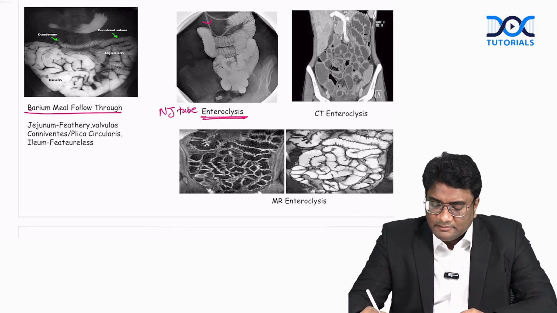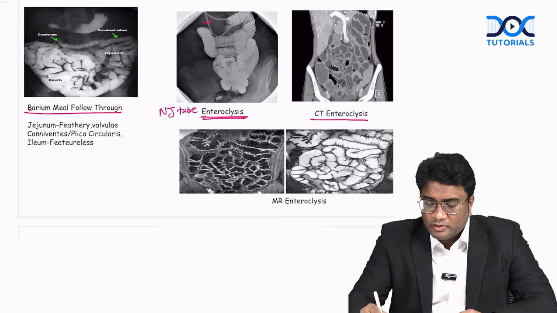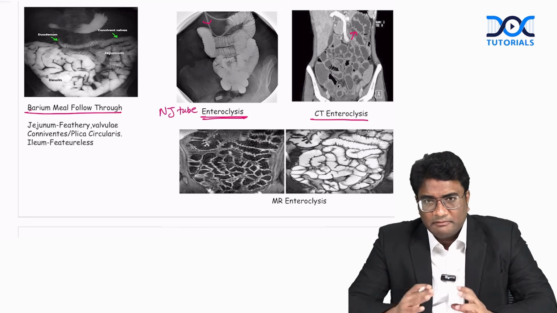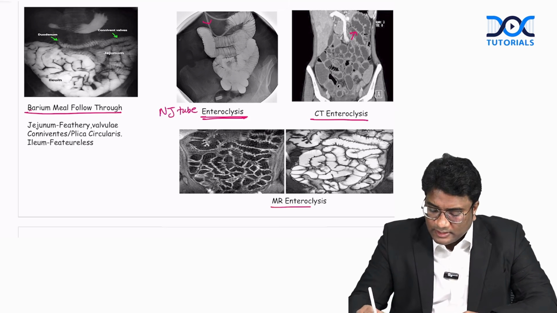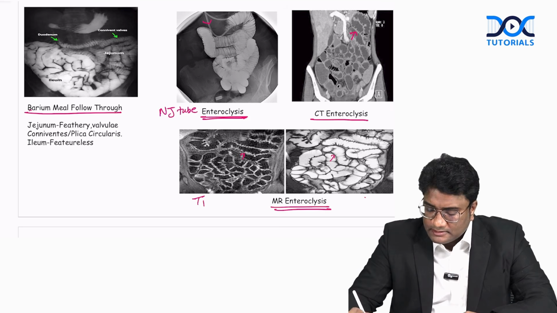Enteroclysis can be done by CT method, also called CT enteroclysis. You are able to see the mucosal rugae better because of the distension of the bowel. Here also you can see the bowel with the mucosal rugae seen nicely. This is your MR enteroclysis. This is the T1 weighted MRI. This is the T2 weighted MRI.